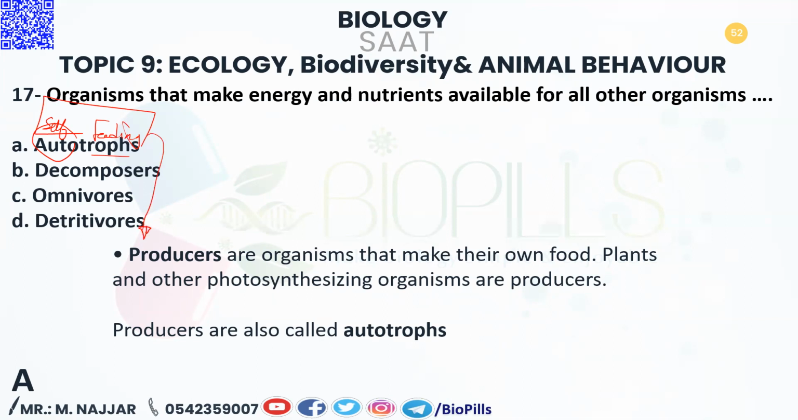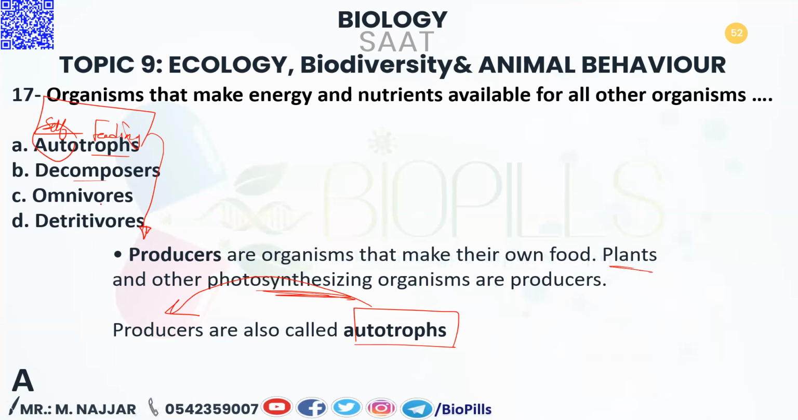Producers are organisms that can make their own food by themselves. Plants are considered producers because they are photosynthesizing organisms and can make their own food. So we can name the autotrophs producers. An autotroph is an example of producers. Decomposers are part of the detritivores that break down dead organic matter into basic units, and they return them back to the soil.